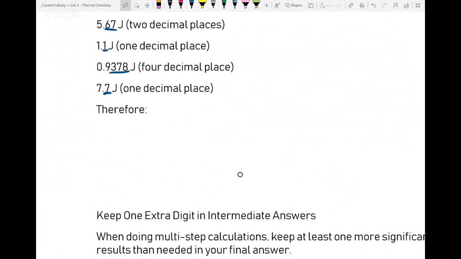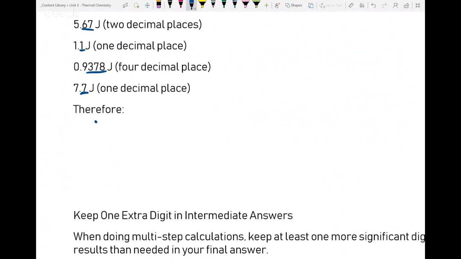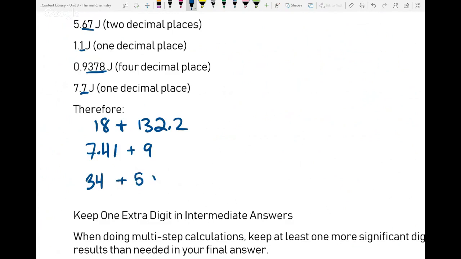So let's look here. Let's do a few examples. 18 plus 132.2. Let's do 7.41 plus 9. And lastly, let's say I'm 34 now. How old will I be in 50 years? All right, so try these out. Pause for a minute, talk to your peers, and we'll try them out.